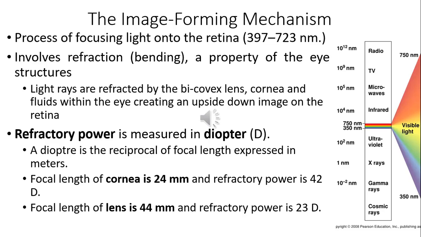Now when you look on the far right, you're going to see an image talking about the visible spectrum. This is where we have visible light. If you see on this diagram, you're going to find that this is 352 somewhere, 750. This is where we are able to see an image.